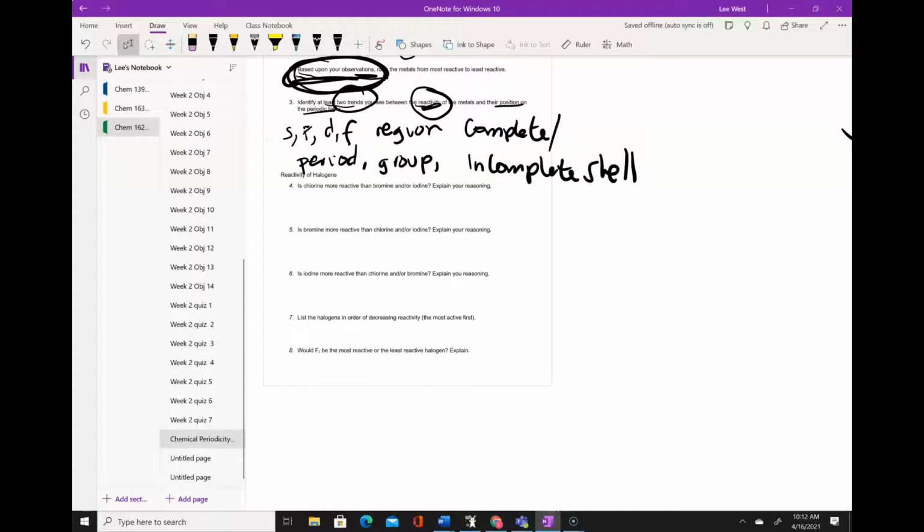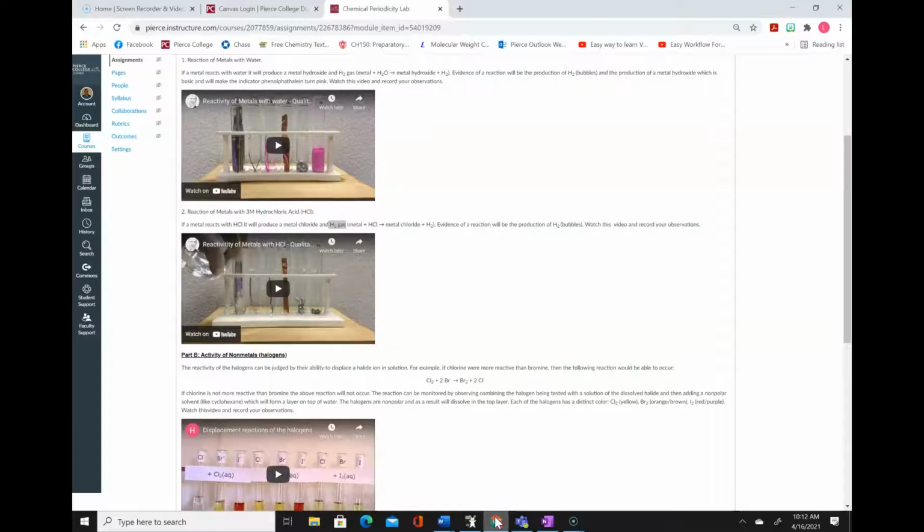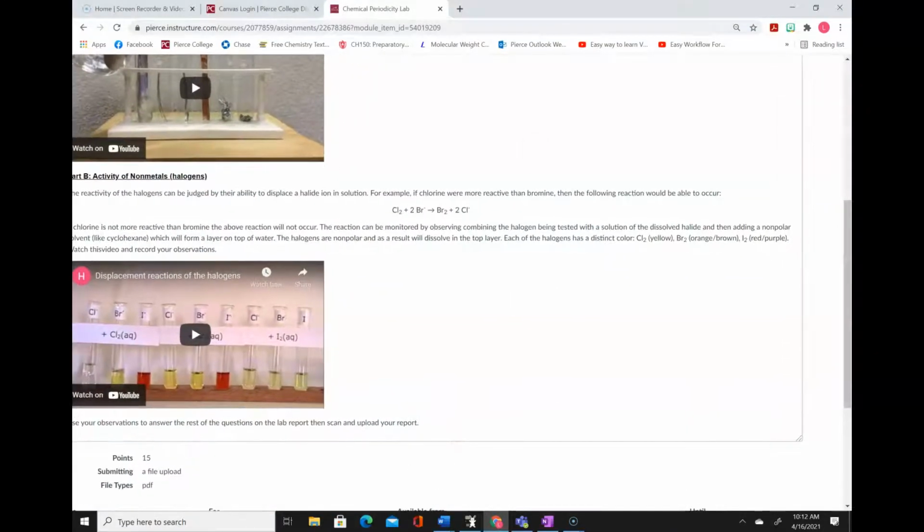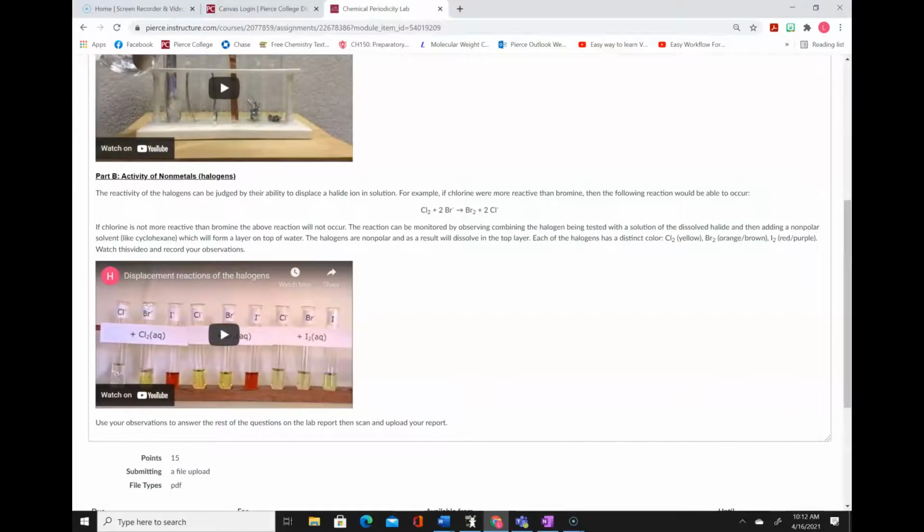Okay. The next bit is about the reactivity of the halogens, and it's quite complex. So the halogens are non-metals, right? So non-metals like to gain electrons. So how we can judge the reactivity of halogens is by their ability to what we call displace a halide ion from solution. That is to turn an ion into the neutral molecule. Right, to remove electrons from the ion and have it go back to being the neutral molecule.